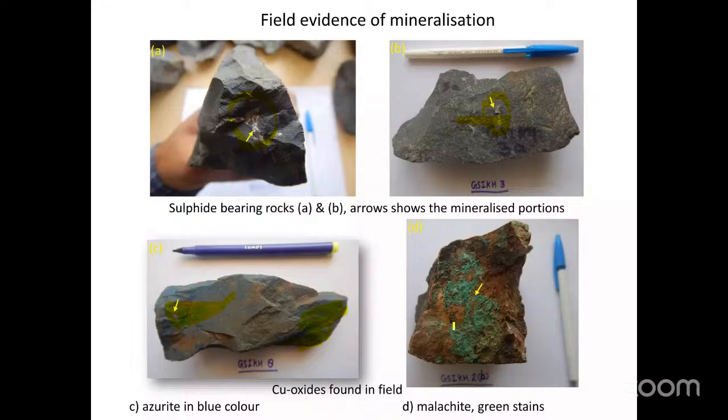And this is malachite, with green stains. These are the green stains observed in the malachite ore deposit. And these are the blue stains, the blue color formation, which is the azurite formation. And here you can observe the mineralization portion of the ore, different types of ore and sulfide bearing rocks.